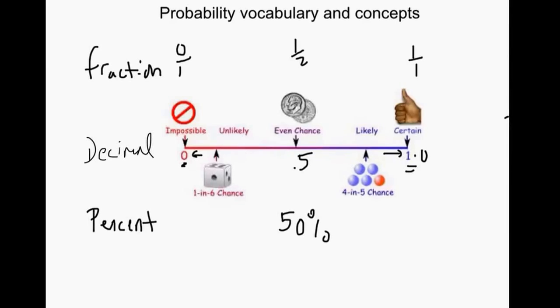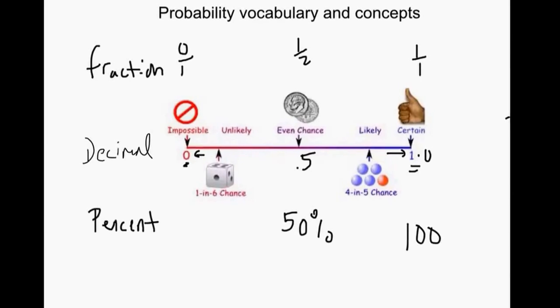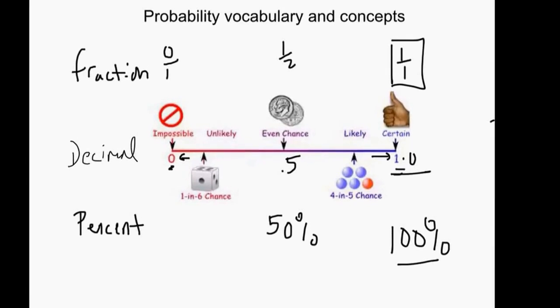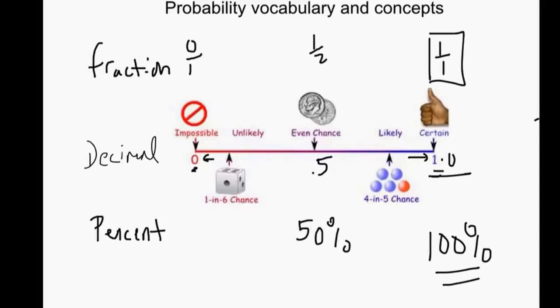In terms of certainty with percentages, a sure thing is 100%. That's 1.0 as a decimal, it's 1 over 1 as a fraction, 100% certain. You probably have heard someone say that before.